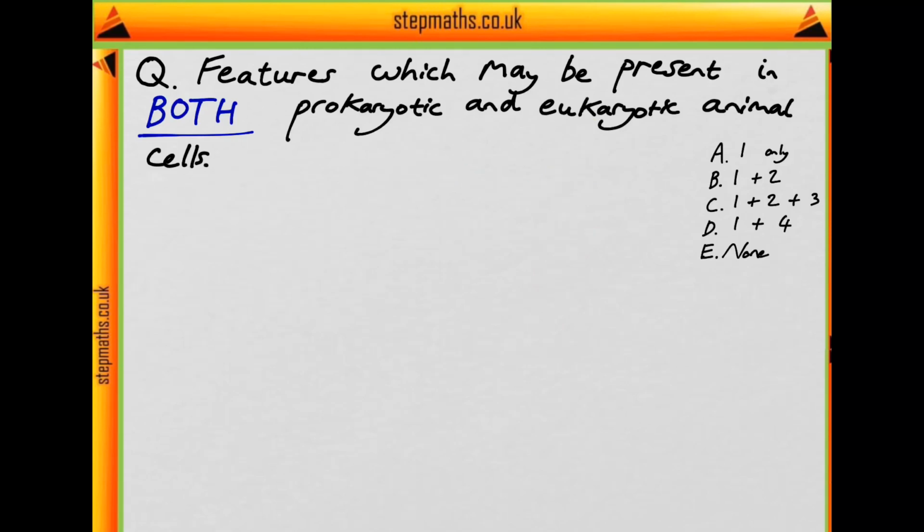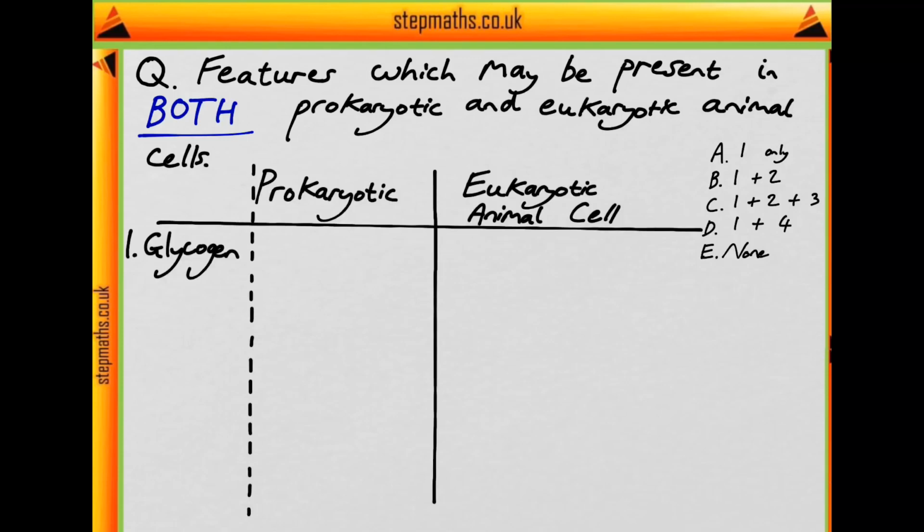For answering this question, it can be useful to compare and contrast prokaryotic and eukaryotic cells for these features. So, let's start with glycogen. Can you tell me what exactly glycogen is? Glycogen is a polysaccharide used for energy storage. Glycogen is found in prokaryotic cells, and it's used to store glucose. This glucose could then be used for glycolysis, and it's used for the exact same purpose in eukaryotic animal cells.